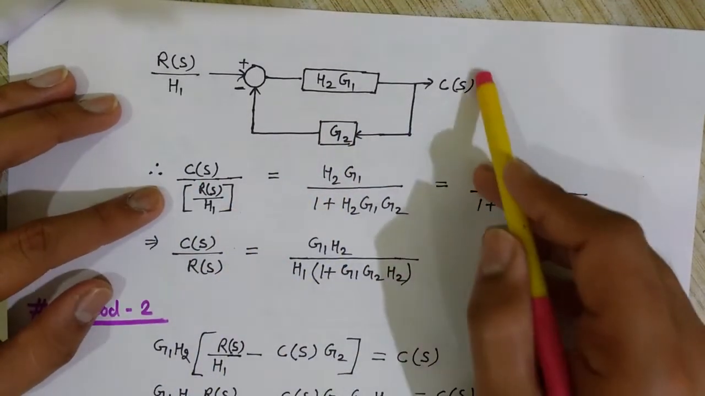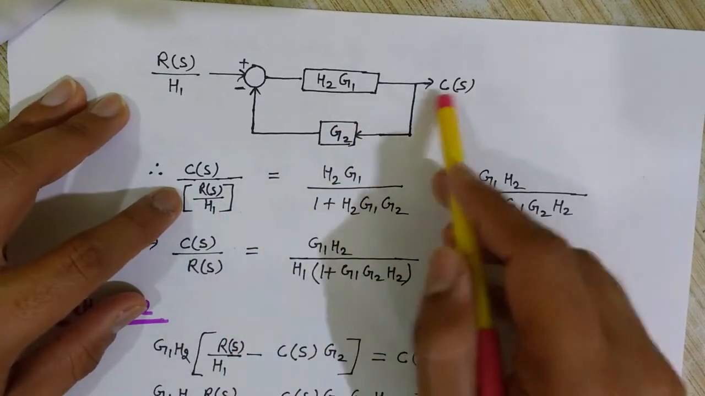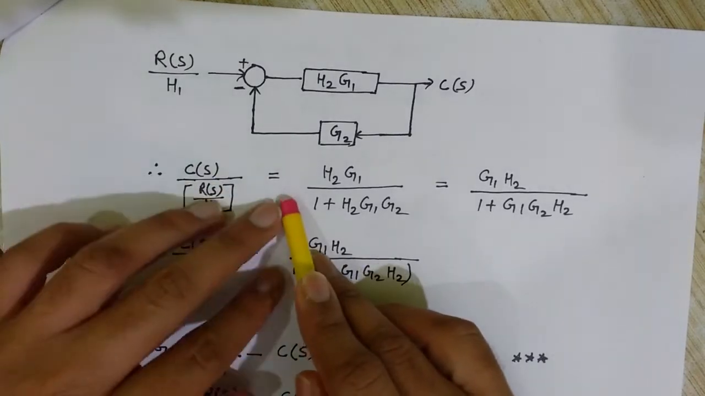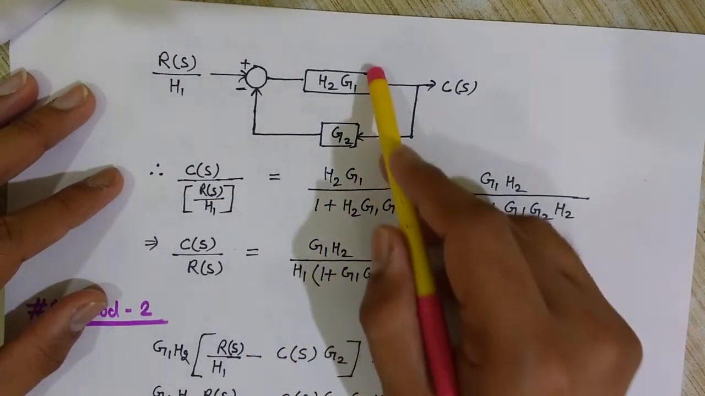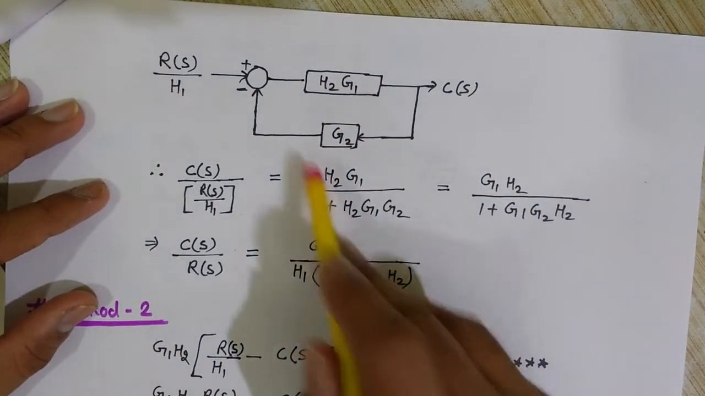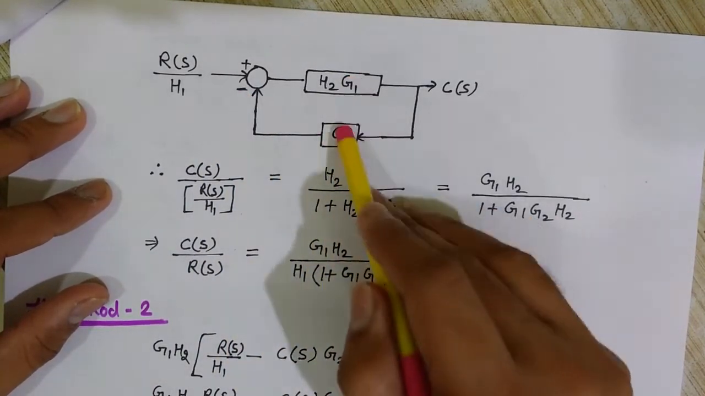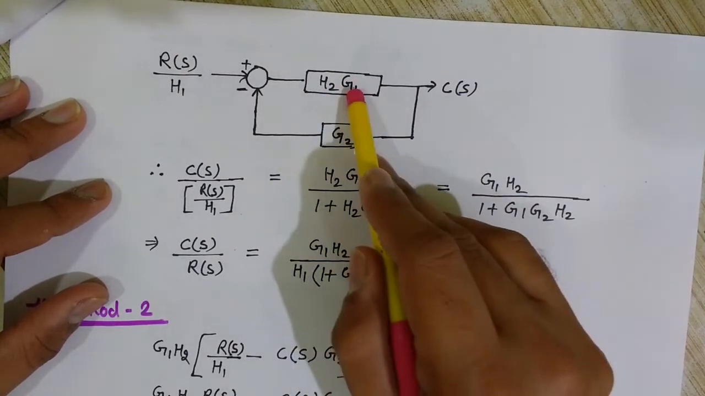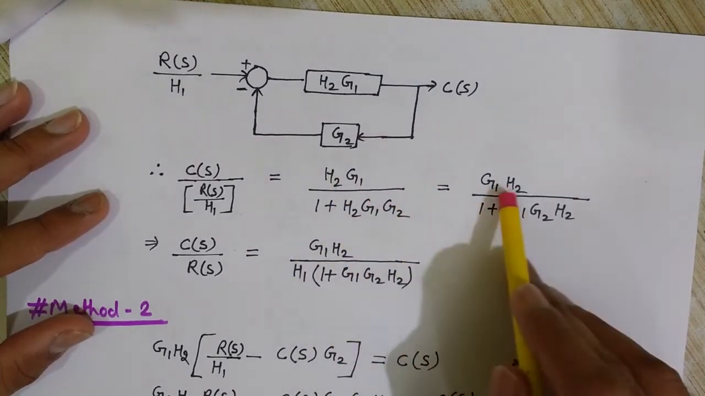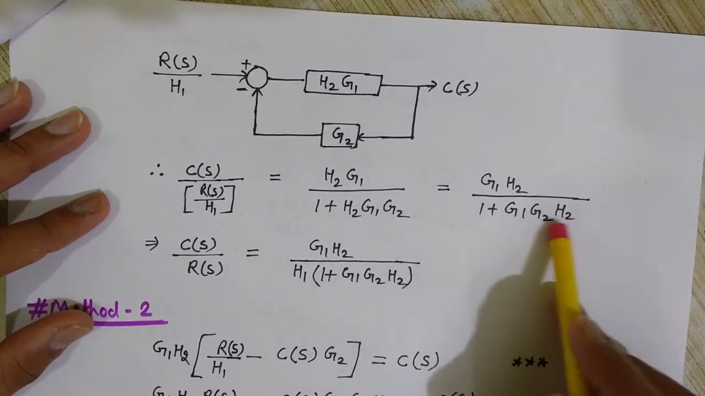So according to this formula, here it is C(s) and at this place it is R(s) by H1, so output by input is the transfer function we need to find. As I have told you, first we write this term, H2 into G1, and then 1, and since it is negative feedback, I will use plus here, and the multiplication of both of these two, H2G1 into G2. And I will simplify it. H2G1 can be written as G1H2. Just rearrange these terms.